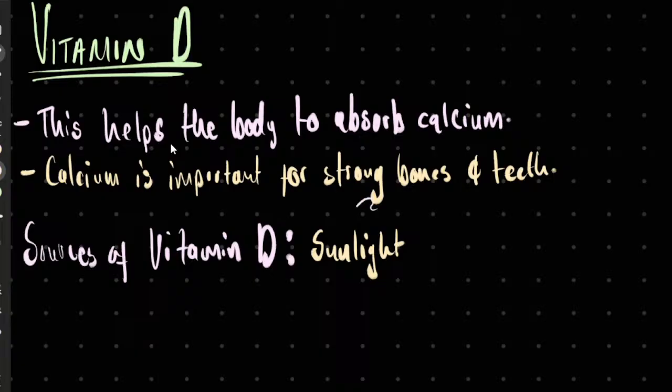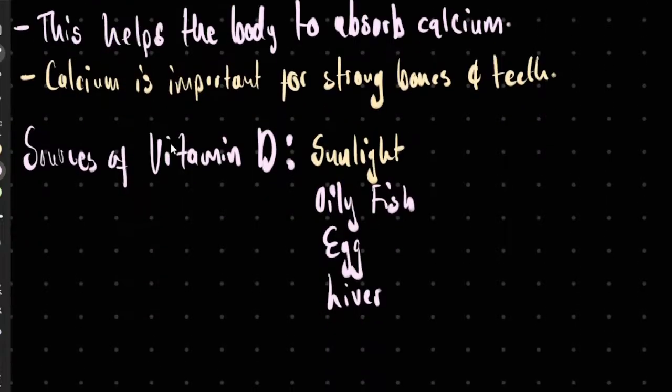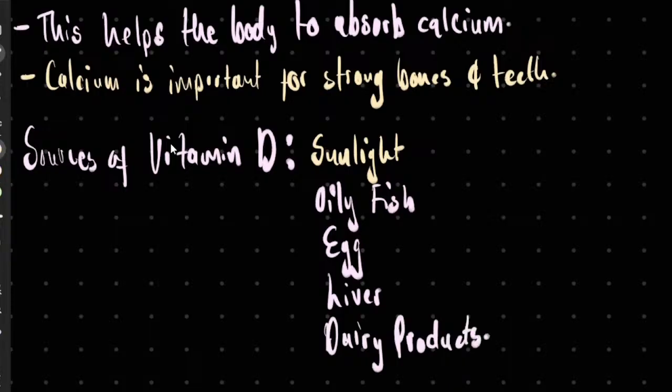Never going out. No. Oily fish. You need oily fish. You need eggs. You need liver. And you need dairy products. Make sure you have these so that you can have vitamin D, so that your body can absorb calcium to have strong bones and strong teeth.